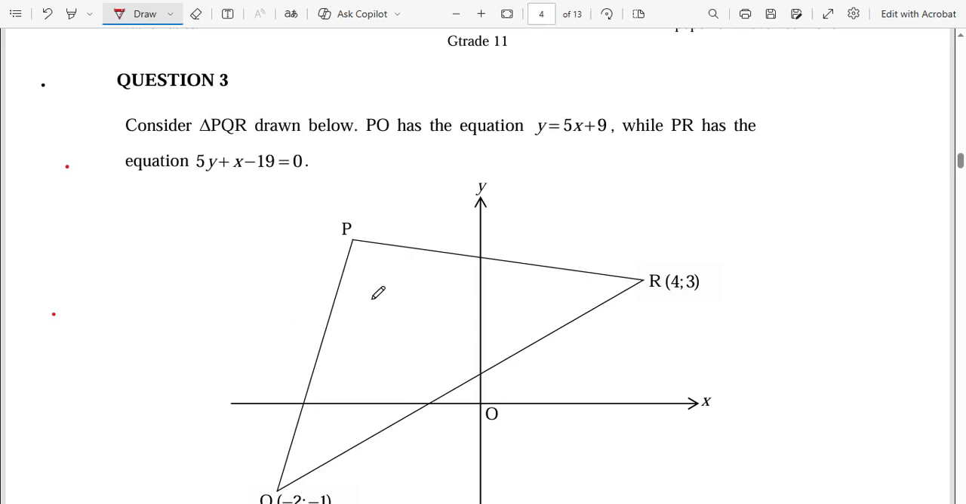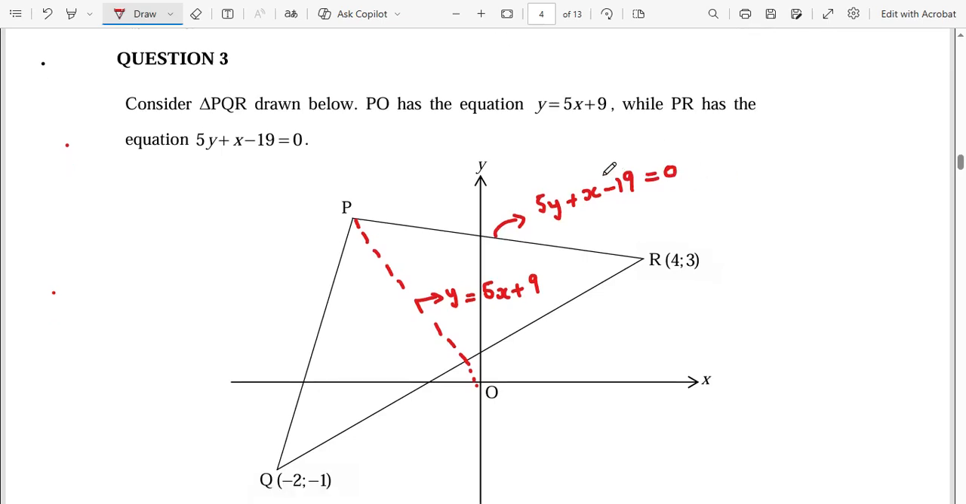Okay, now let's get started. Let's first read the statement. What is the statement saying? Consider the triangle PQR drawn below. PQ, so we are given the equation of PQ. So I think it's best if we draw that line. So this line has the equation y equals what? 5x plus 9. While PR has the equation 5y plus x minus 19 equals 0. Now let's go and see what the questions are saying.